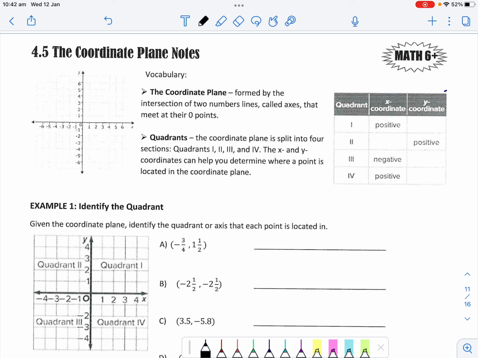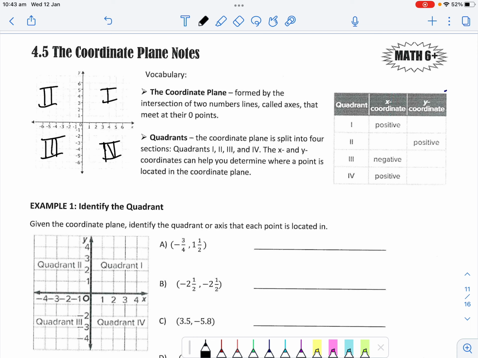So this says the coordinate plane is formed by the intersection of two number lines called axes that meet at their 0 points. The x-axis is the horizontal number line and the y-axis is the vertical number line, and they meet at 0 in the middle. The quadrants: the coordinate plane is split into 4 sections. Quadrants 1, 2, 3, and 4.